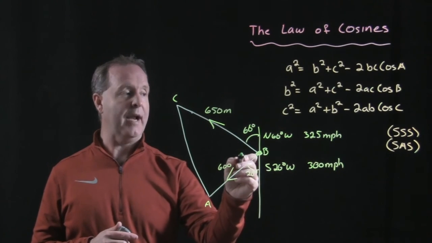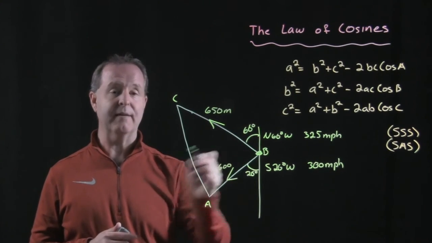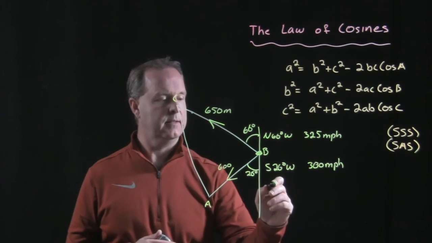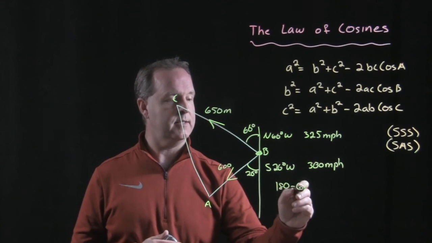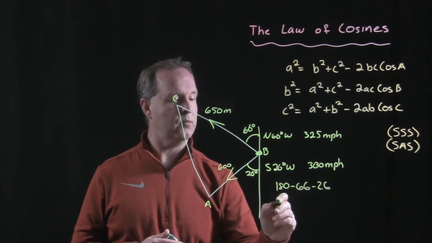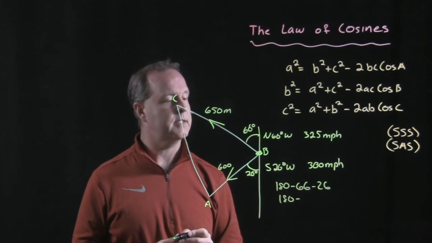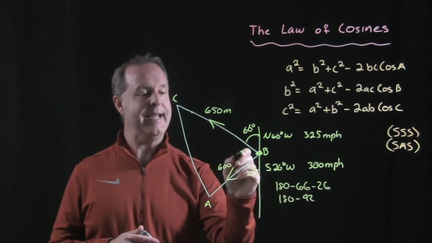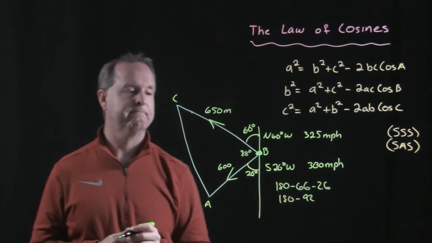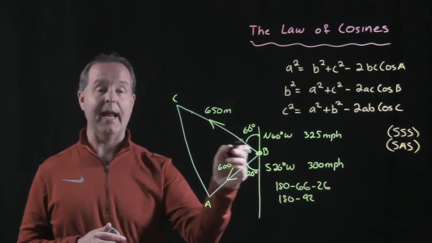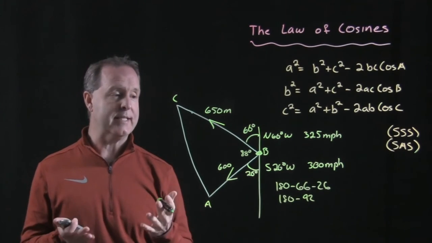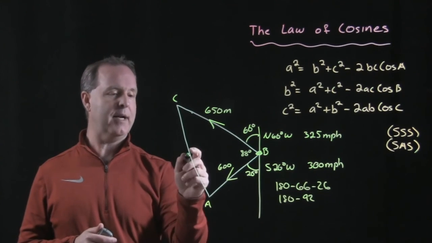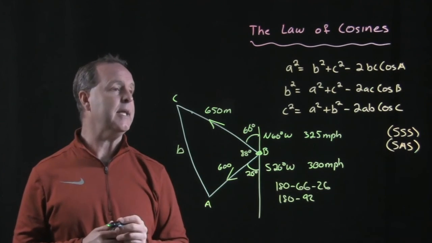And then we have this interior angle right here, B, that we can find, which is 180 minus 66 minus 26. And so what is that? 180 minus 66 plus 26 is 92. So it looks like 88 degrees. I have a side angle side oblique triangle, which necessitates that I need to use the law of cosines as a starting point. I'm trying to find this side, which is B.